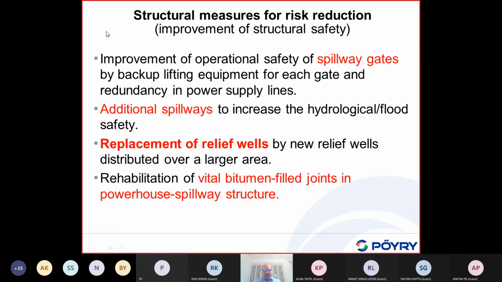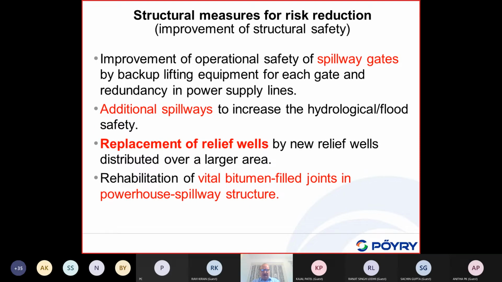So we do an improvement of the operational safety of spillway gates by backup lifting equipment for each gate and redundancy in power supply. So you really do something, and it will cost something. Here, in that project in Latvia which I showed before, we proposed an additional spillway to increase the flood safety. We needed about 3,000 cubic meters per second. It cost about 250 million euros. You know, additional spillways are not a small amount of money.